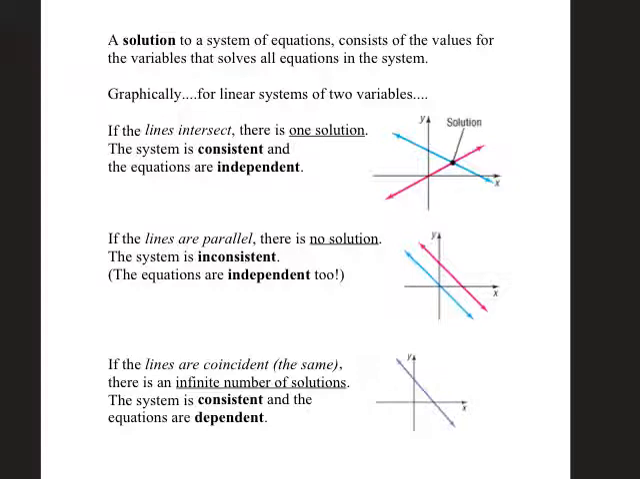So just to recap, your system can be consistent, meaning it has a solution, or inconsistent, meaning it has no solution. Your system can have independent equations, which means they are two separate equations, or dependent equations, which means they are the same equation. So those are two separate choices, and the combinations are such that you can have one solution, no solutions, or an infinite number of solutions.